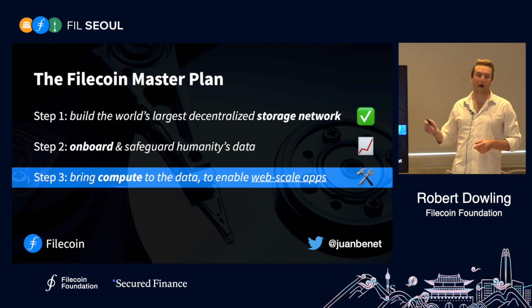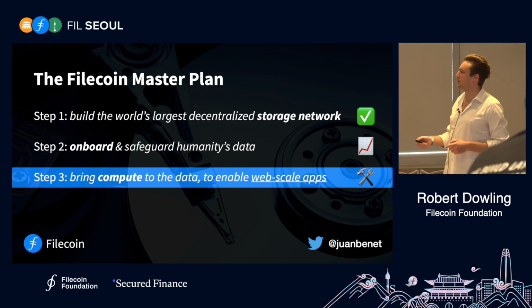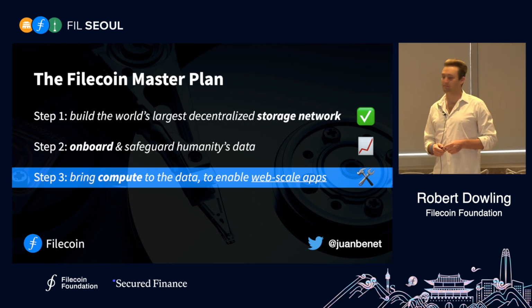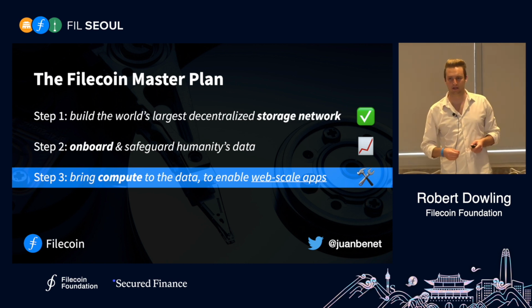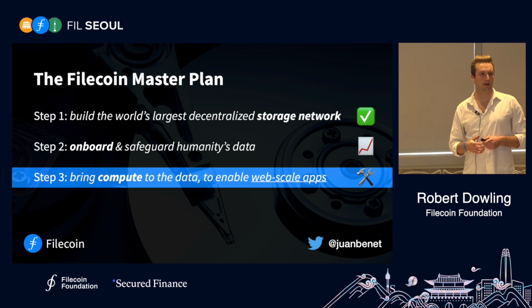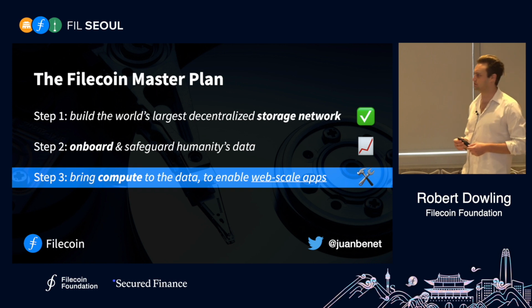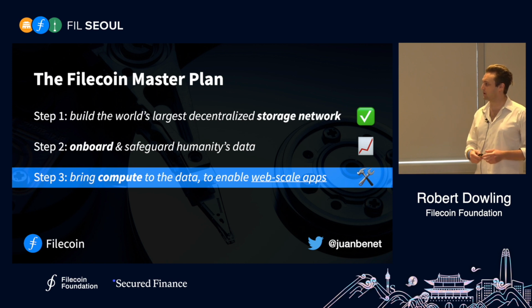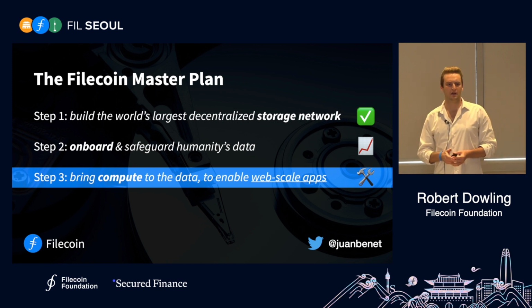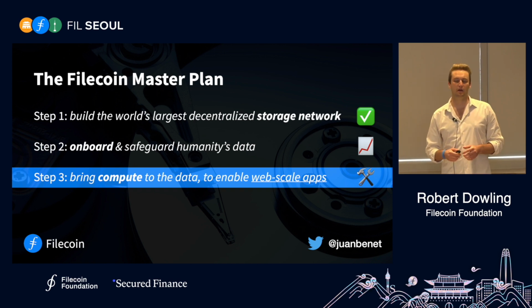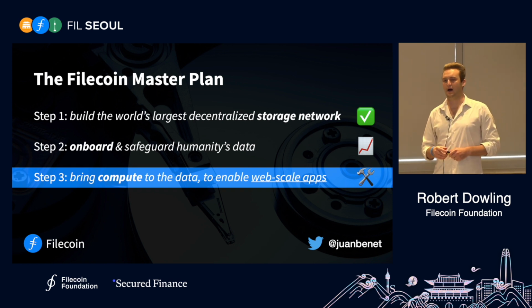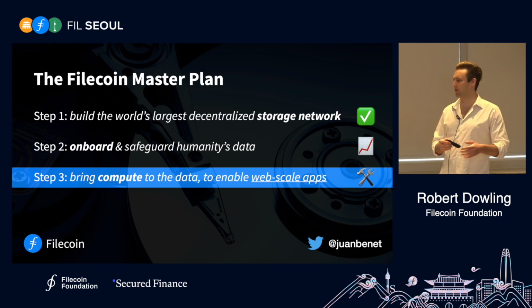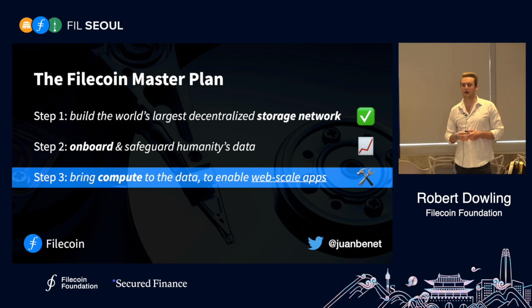All right, Filecoin master plan. Step 1, build the world's largest decentralized storage network. We basically accomplished this. I believe that the latest figure is the amount of data stored on Filecoin is equal to 2% of the global cloud storage data, which is really, really compelling. Step 2, onboard and safeguard humanity's most important data. This is an ongoing process, and we have a lot of very interesting institutional clients, such as Internet Archive, New York City government, Harvard libraries, that have stored their archives on Filecoin.